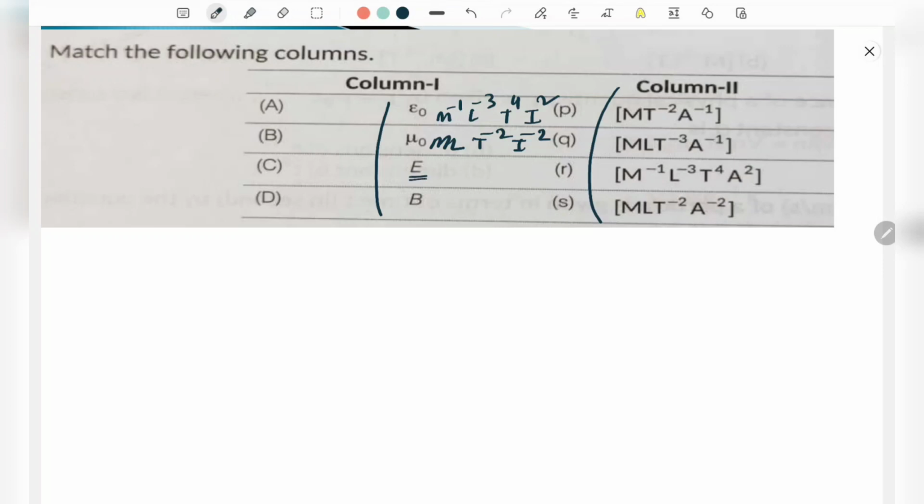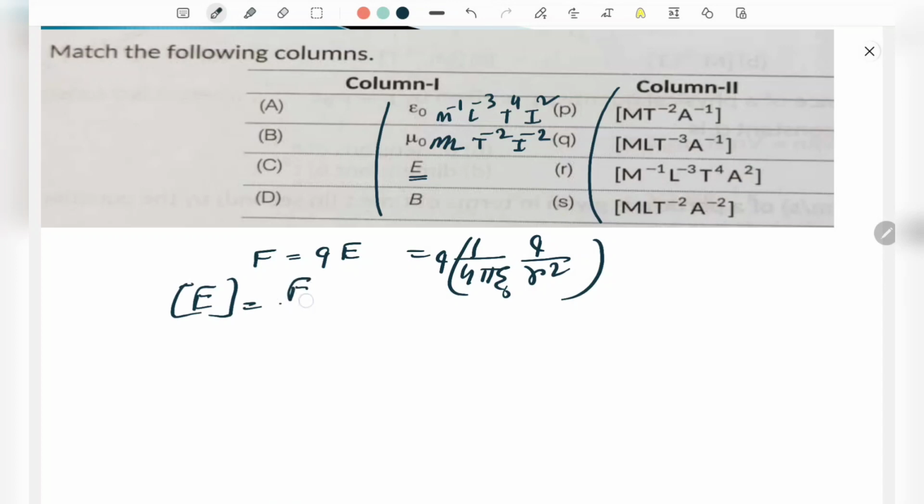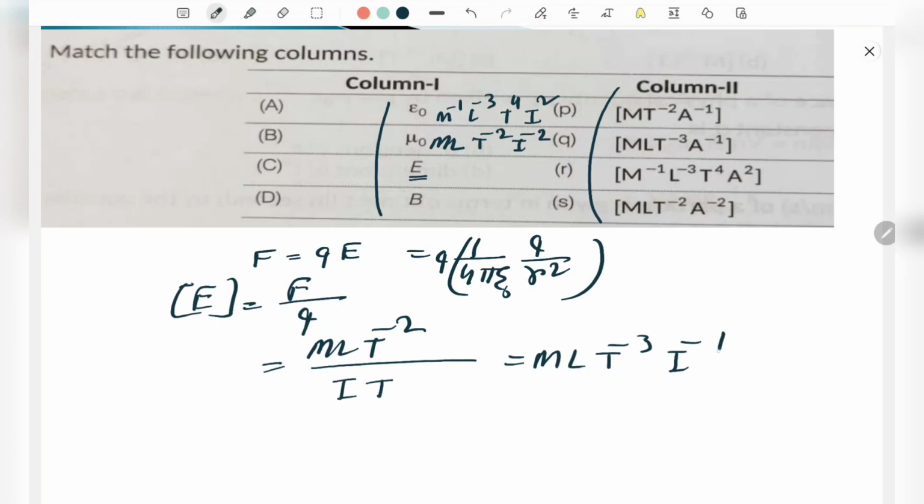Next comes our electric field. Force on a charge q due to field E is given by this equation. This is the electric field and this is the force on the charge. Therefore electric field E has the dimension of force over charge, M L T to the minus 2 divided by I into T, which becomes M L T to the minus 3 I inverse.